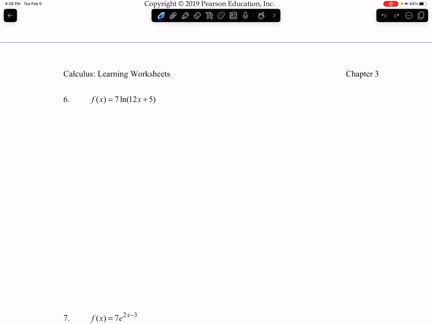So remember, we're taking the derivative of the outside and working our way in. So, our derivative. I'm going to pull the constant out front, and we have natural log of something. So the outside function is natural log. What's the derivative of natural log? 1 over x. So we have 1 over what we've plugged in, 12x plus 5. But we have to multiply it by what's inside of there, 12x plus 5. So the derivative of 12x plus 5 is 12.